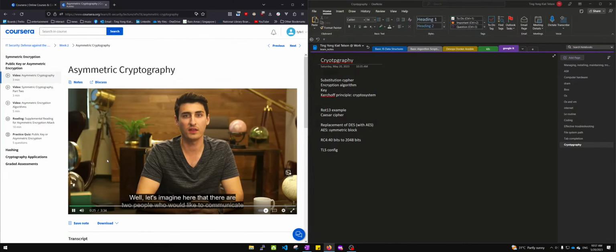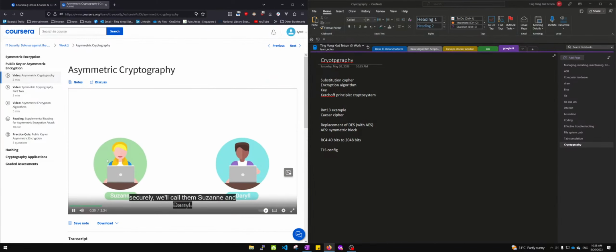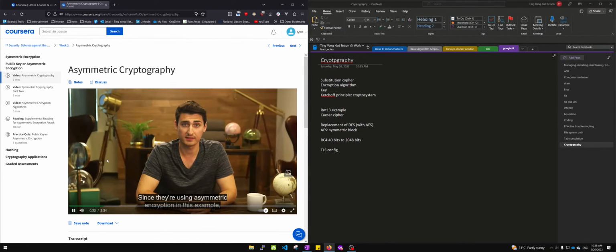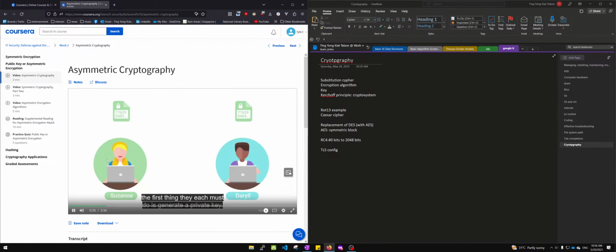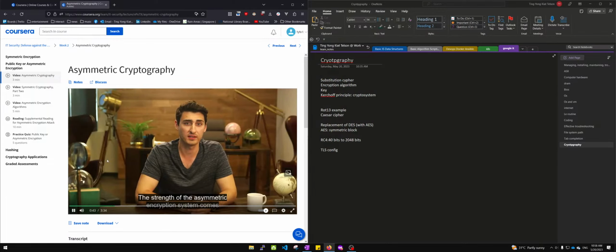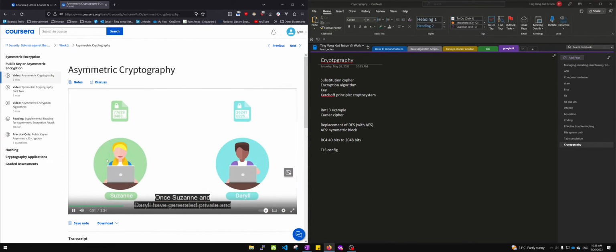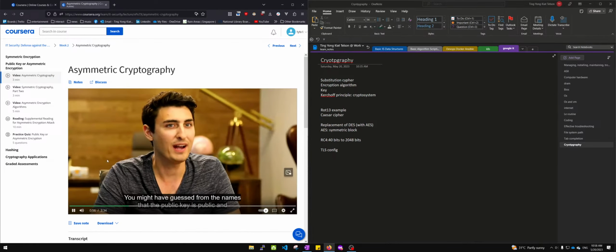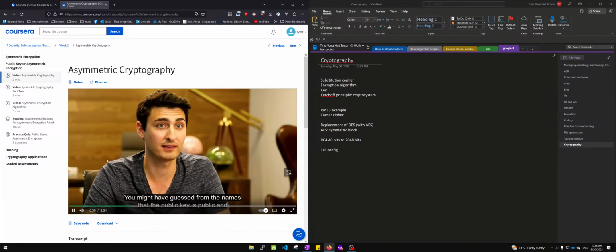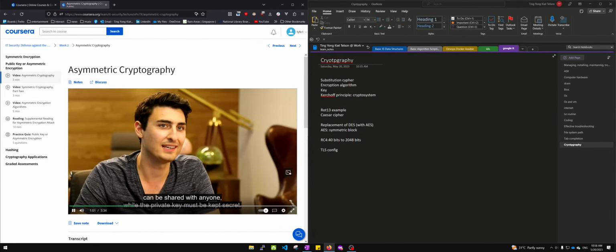Well, let's imagine here that there are two people who would like to communicate securely. We'll call them Suzanne and Daryl. Since they're using asymmetric encryption in this example, the first thing they each must do is generate a private key. Then, using this private key, a public key is derived. The strength of the asymmetric encryption system comes from the computational difficulty of figuring out the corresponding private key given a public key. Once Suzanne and Daryl have generated private and public key pairs, they exchange public keys. You might have guessed from the names that the public key is public and can be shared with anyone, while the private key must be kept secret.